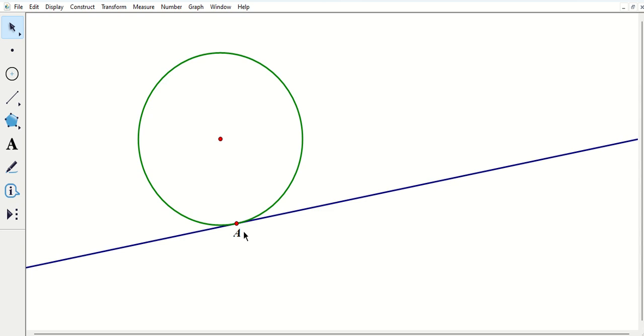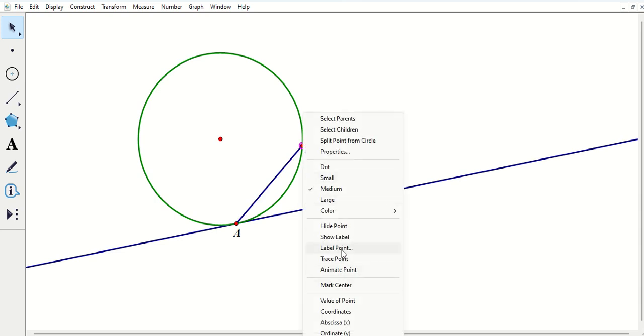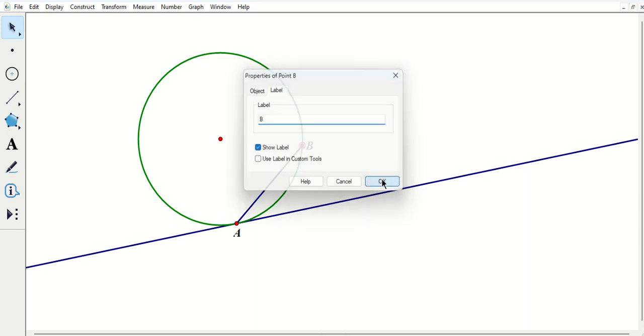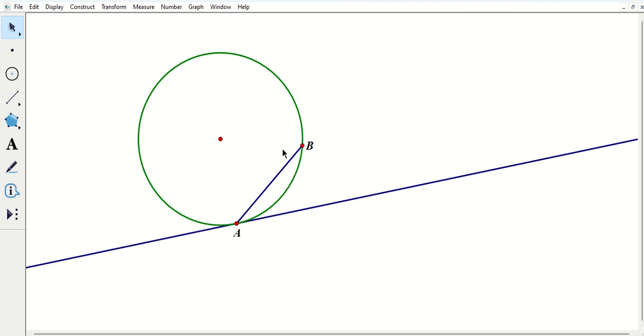So now what I want to do is I want to construct a chord with the tangent. Here is a chord, so meaning that the tangent and the chord meet at point A, and the chord is, let me label the point as B. So here is my tangent and here is my chord.